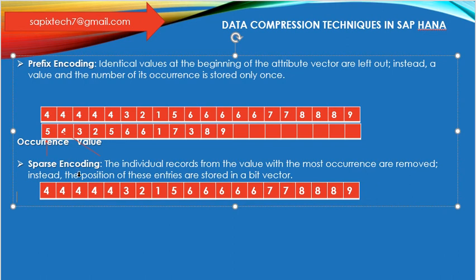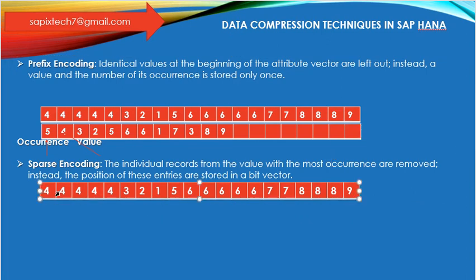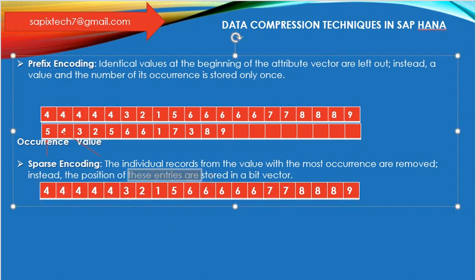So what sparse encoding says is that the individual records from the value with the most occurrence are removed. Most occurrence, I can see 4, 4, 4, 6, 6, 6, 8, 8, 8. So these are values that will be removed, and the positions of these entries are stored in a bit vector. Now, what is a bit vector here? Let's see by example.